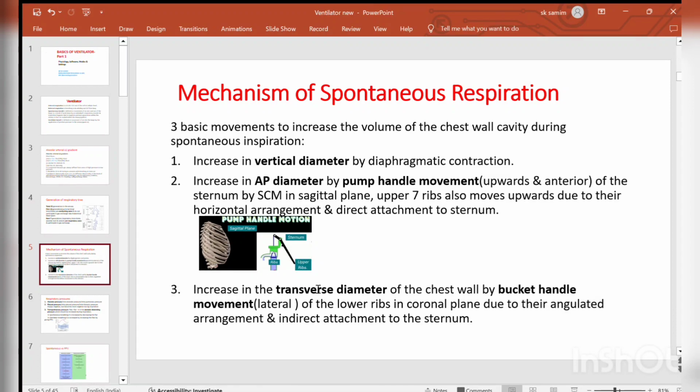Number 3, increase in the transverse diameter of the chest wall by bucket handle movement, that is lateral movement of the lower ribs in the coronal plane due to their angulated arrangement and indirect attachment to the sternum. By these three mechanisms, the volume of the chest wall cavity is increased and pressure within is decreased. So there is generation of negative pressure within the chest wall cavity and air is sucked within the airway.